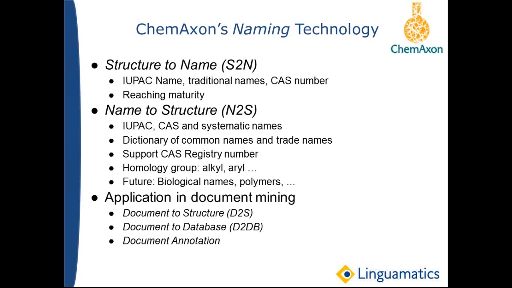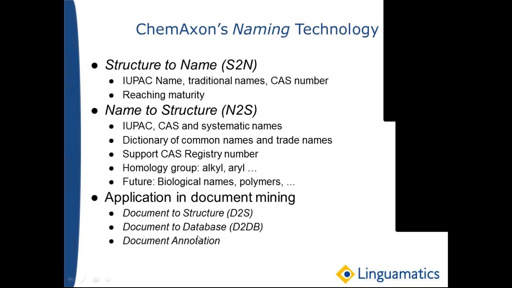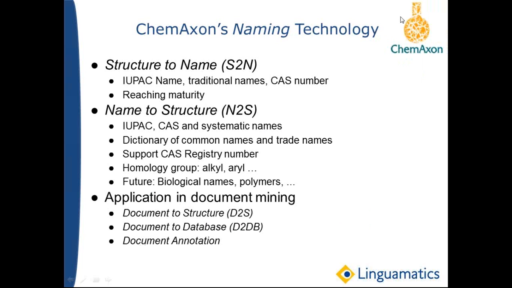We didn't stop there. We actually extended the naming technology to other products that can extract chemical information from documents. For example, document to structure. If you have a library of documents, these could be put in a repository system, and we use naming technology to convert them to a structured database. That is document to database. And also document annotation that can generate an HTML file and provide you an interactive visualization of the structures. I'm going to give a little demo in today's webinar.